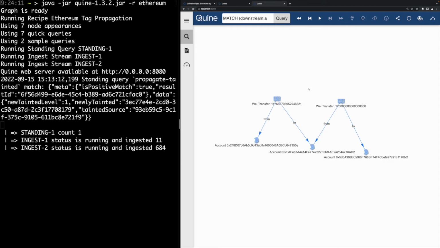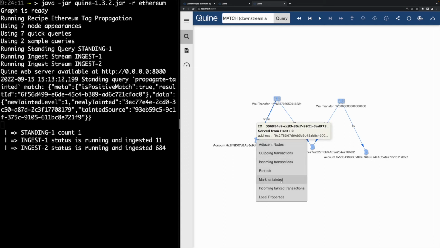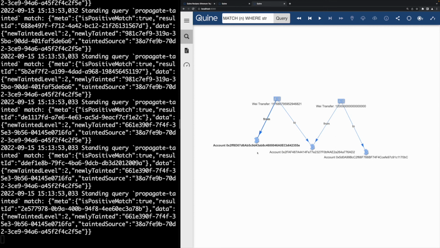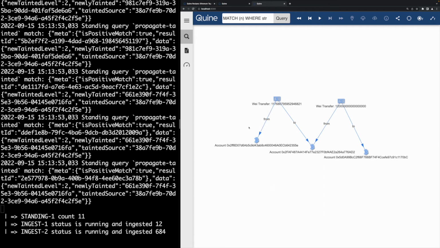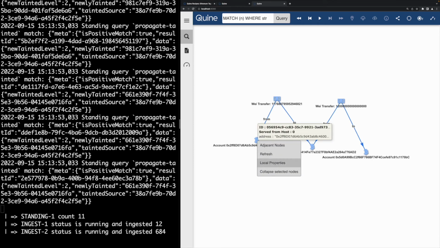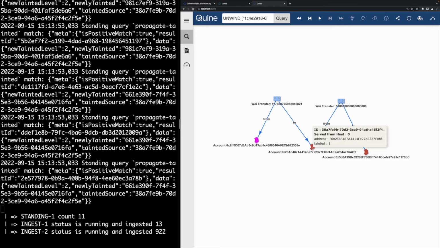High volume streams of data come in and build the graph, but we can monitor that graph for arbitrarily complex patterns, just as simple as mark this as tainted. Over on the left-hand side, you saw we got lots of new updates. Lots of transactions have been found for what has come out of this account marked as tainted and gone into this second account has a tainted value of 1 and out to a third account and so on.